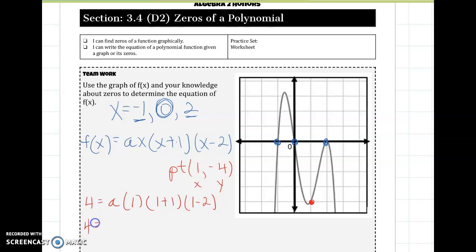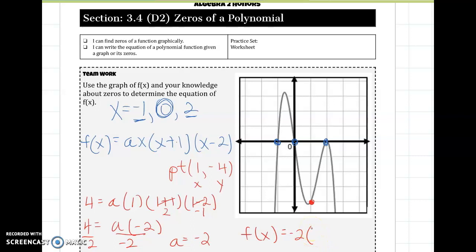So that's going to give me -4 equals a times, this gives me 2. 1 minus 2 gives me -1. So -1 times 2 times 1 is going to give me -2. So if I solve for a, I divide by -2. So a is 2. So my final equation is 2.